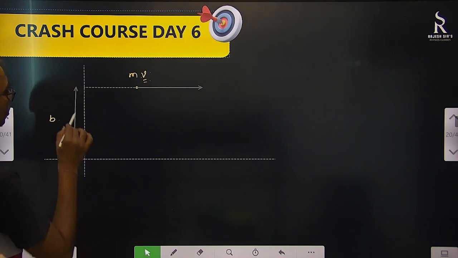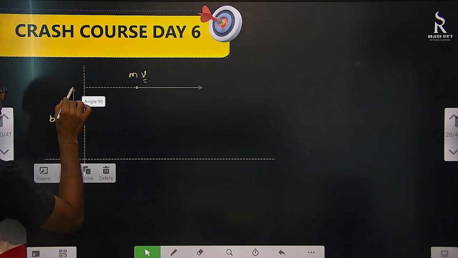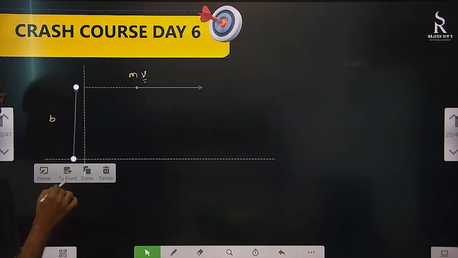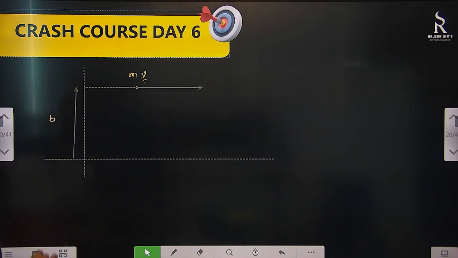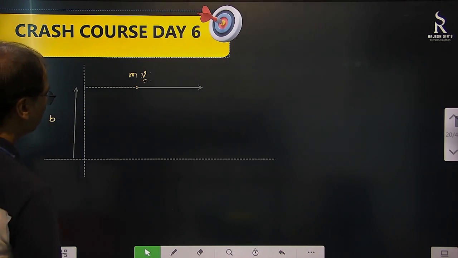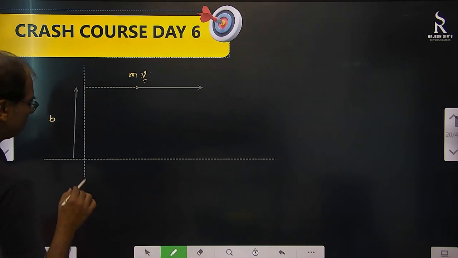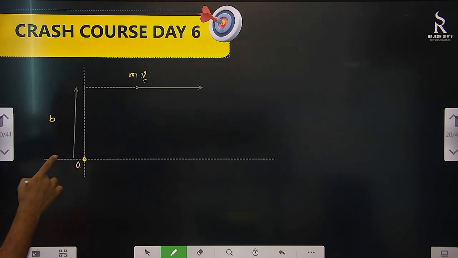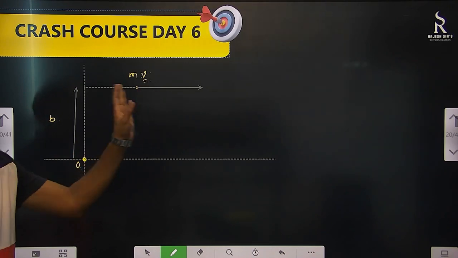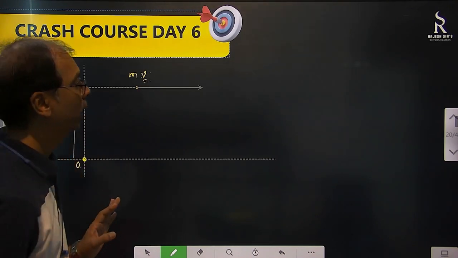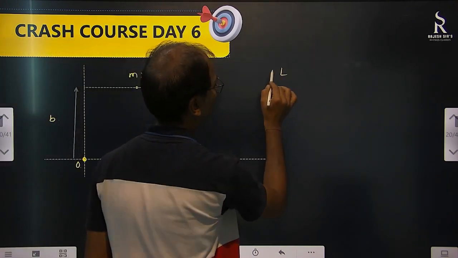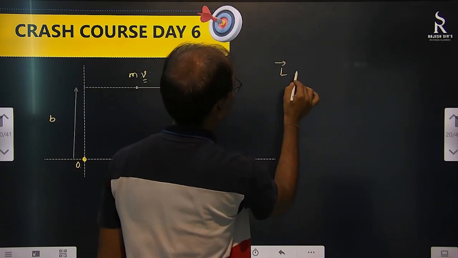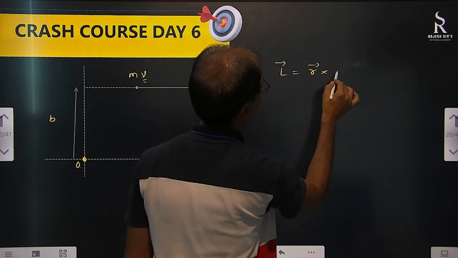Okay. Still it is slightly tilted only. Okay, no issues. So this is v. We want to know what is the moment of inertia about this point. This is origin. This is a particle. So what angular momentum are we going to have? R cross P.